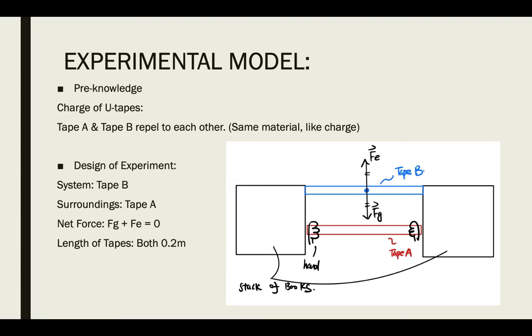For my experimental model, the pre-knowledge that I already have is that tape A and tape B will repel each other because they have the same material and they are likely charged. The design of the experiment is that we will treat tape B as the system and tape A as the surroundings. Because the net force will be equal to 0, the magnitude of the gravitational force and the electrical force will be equal.